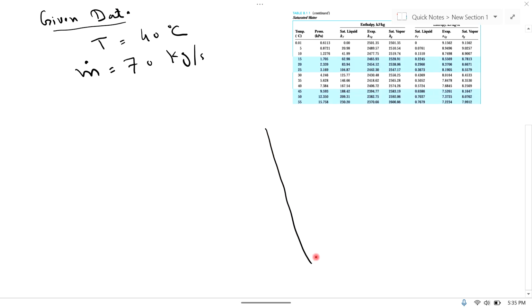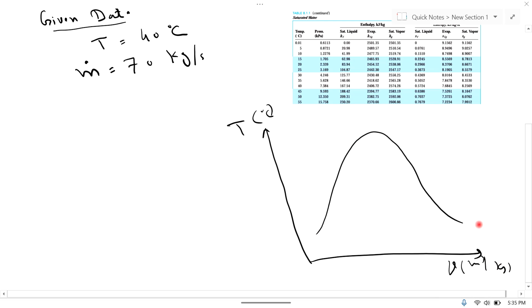I am explaining this on a TV diagram. So this is temperature in degree centigrade, and this is volume in meter cube per kg. This is the saturation curve. Initially the steam is dry saturated at this position, and after condensation it will be on the saturated liquid line. This line is called the saturated vapor line, and this line is the saturated liquid line. So after condensation it will be at this point.